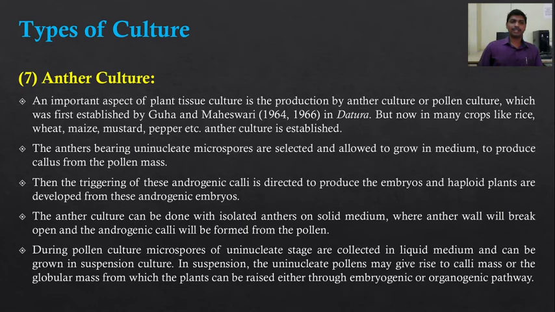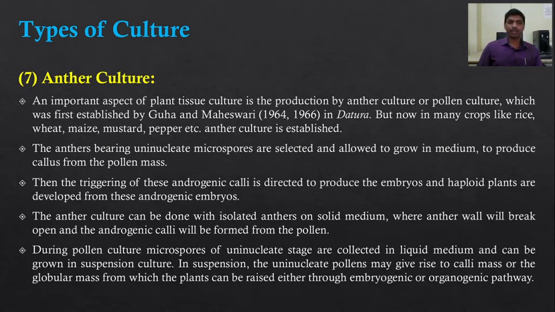Here, if you are using the anther culture, the anther is isolated and cultured on a solid medium, from which androgenic callus is formed, and such androgenic callus is induced to produce embryos. Such embryos are called androgenic embryos. These embryos are haploid because the anther is haploid, the pollens are haploid. So the haploid plants are developed from these androgenic embryos.